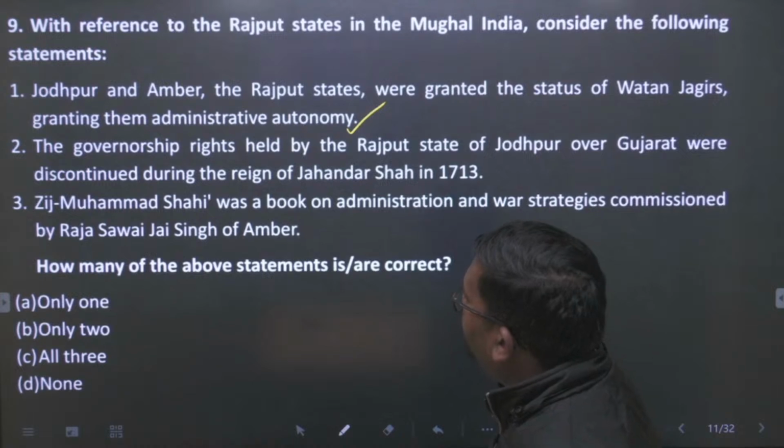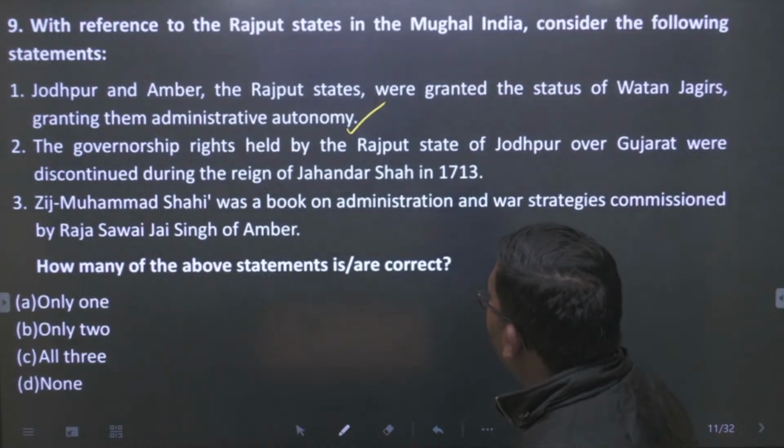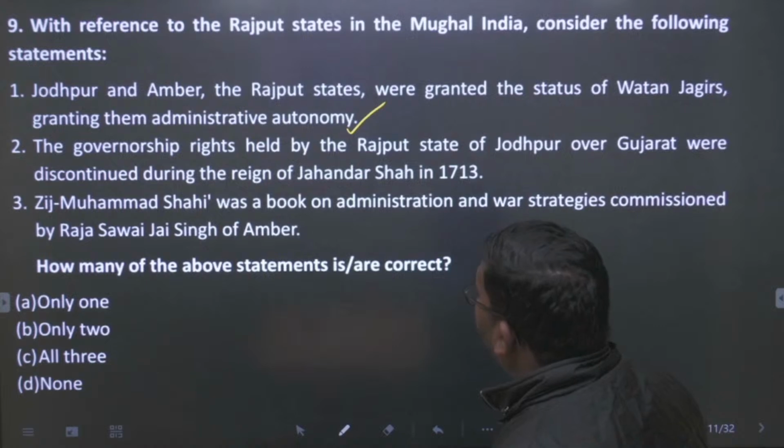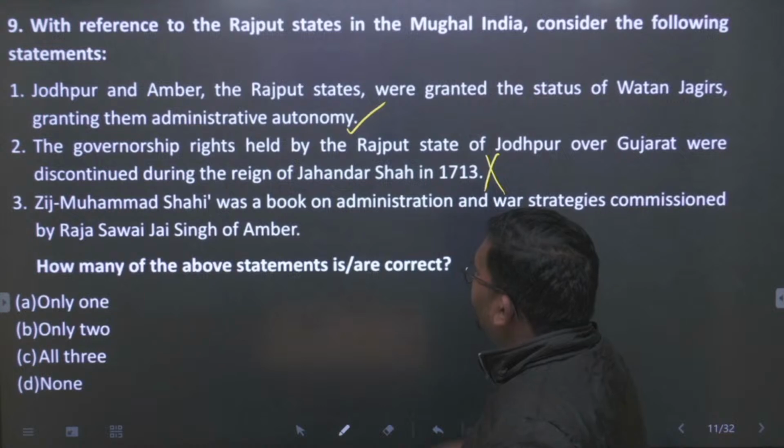The governorship rights held by the Rajput estate of Jodhpur over Gujarat were discontinued during the reign of Jahandar Shah. No, they were very powerful. So, this is a false statement.